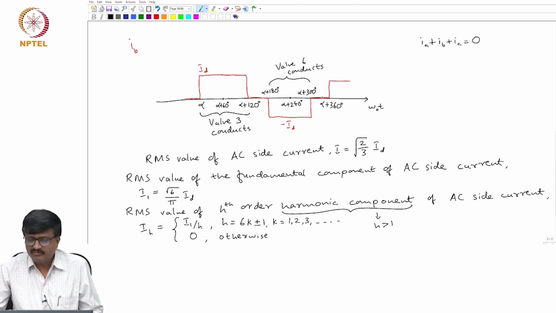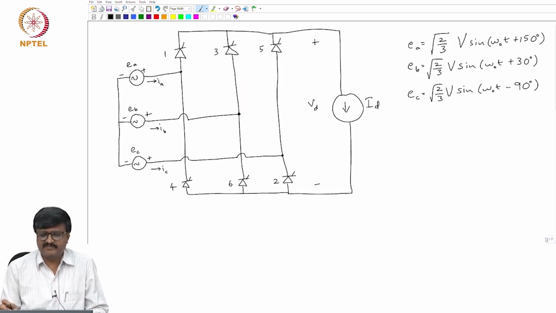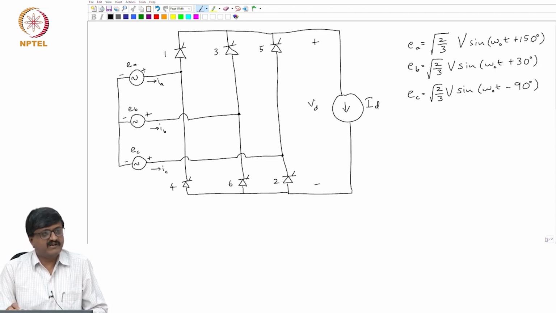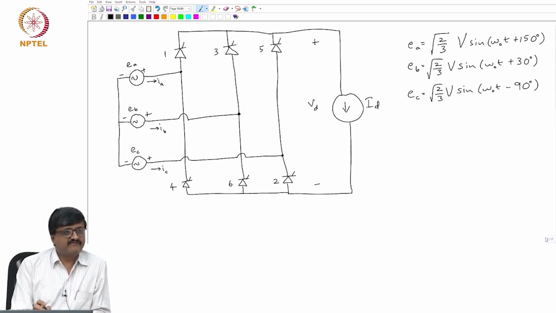Now, what we have seen so far is the analysis of this, and we got the expressions for the DC side average value and the harmonic components of the voltage on the DC side, and on the AC side the currents are not sinusoidal. So, we got the expression for RMS value, fundamental RMS as well as the harmonic RMS.